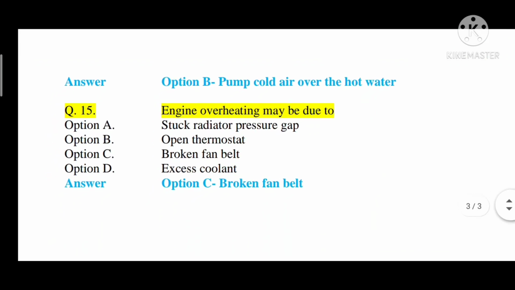Question number 15. Engine overheating may be due to: option A, stuck radiator pressure cap. Option B, open thermostat. Option C, broken fan belt. Option D, excess coolant. So correct answer is option C, that is broken fan belt.